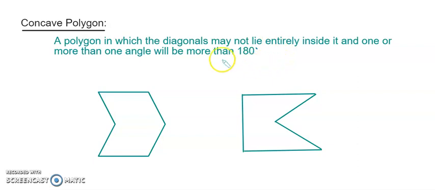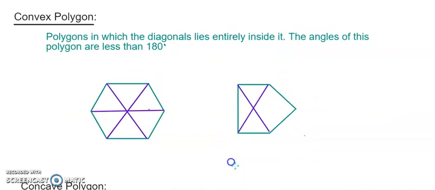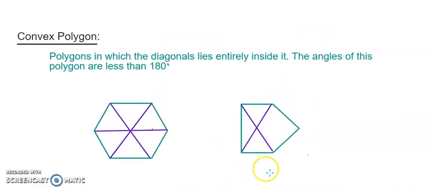And the second property is that one or more than one angle will be more than 180-degree measure. Right? If you look at this angle, it's more than 180. It's a reflex, right? Similarly, here, this angle is more than 180 degrees. So concave polygon means one or more than one diagonals lie outside the polygon and angles will measure more than 180. Concave polygon is this. Convex polygon, the diagonals will lie inside and the measure of the angles will be less than 180.